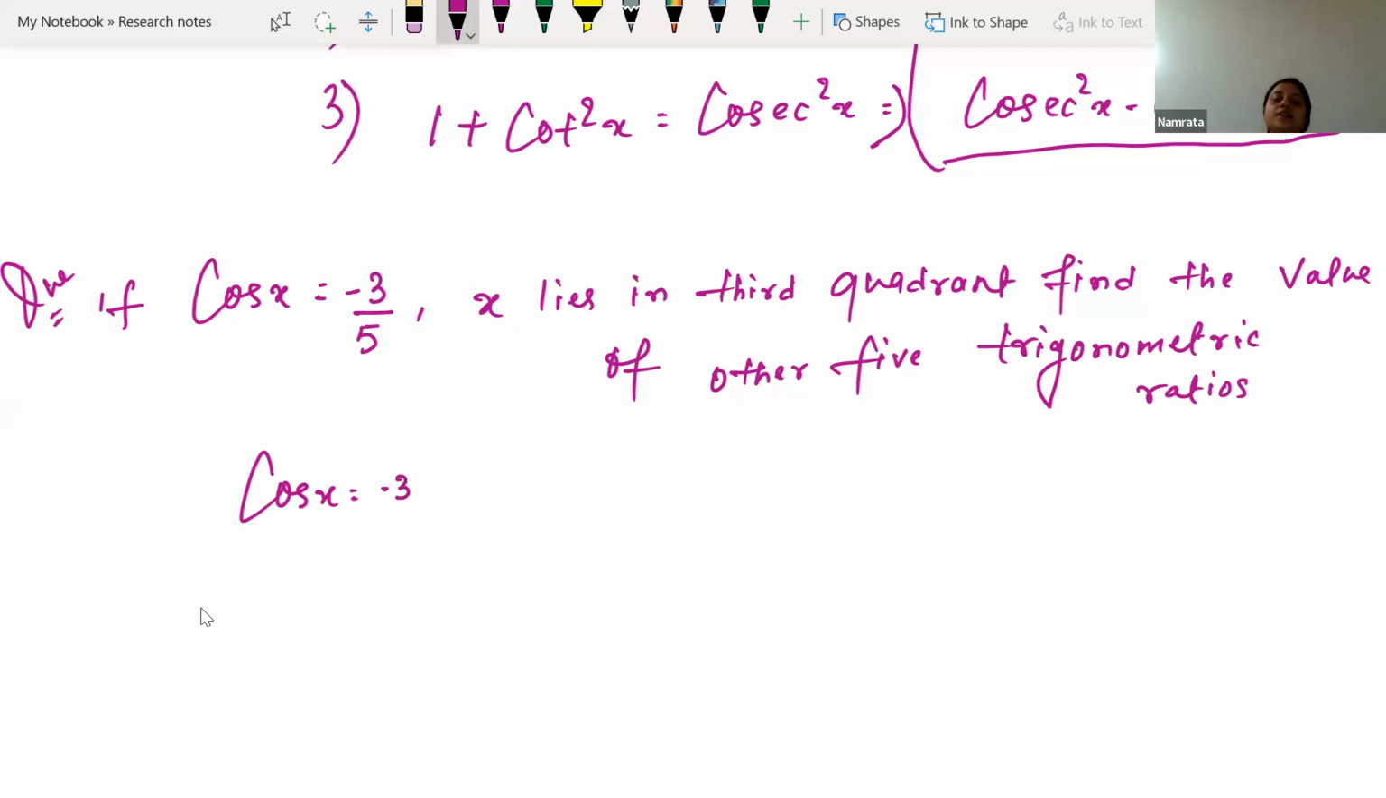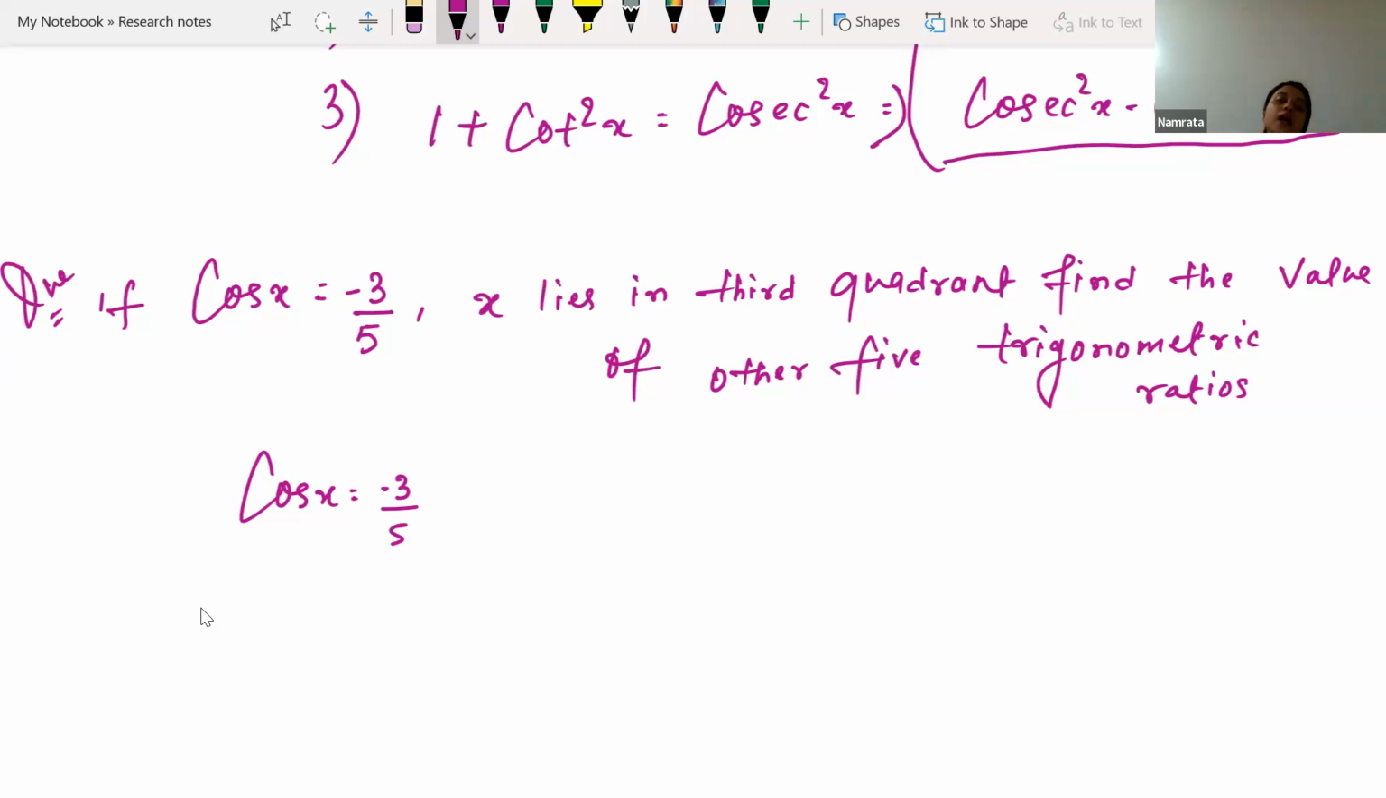So if cos x is given as minus 3/5, now only three formulas you have learned. Sin square x plus cos square x is equals to 1. Then the other one was sec square x minus tan square x is equals to 1. Then the last one was cosec square x minus cot square x is equals to 1. So those three formulas we need to use over here.